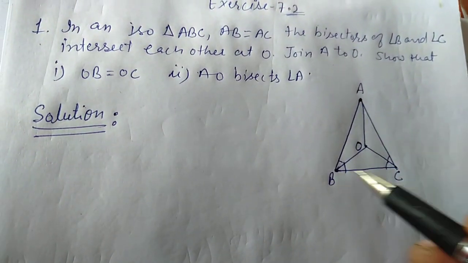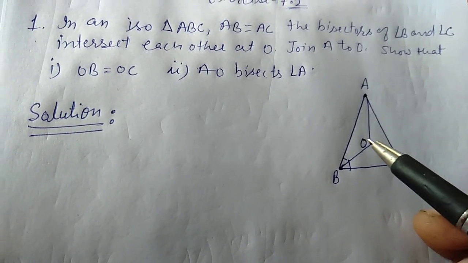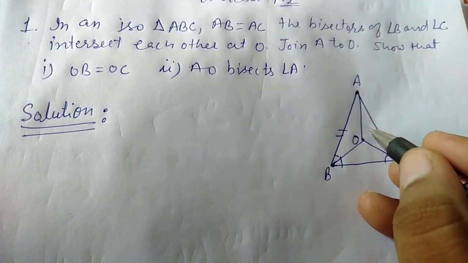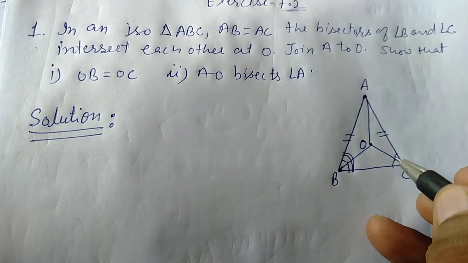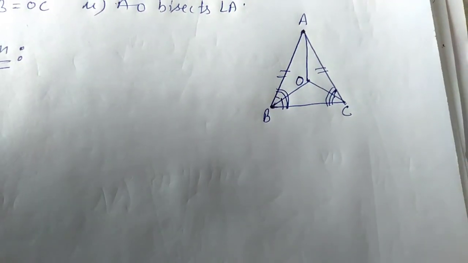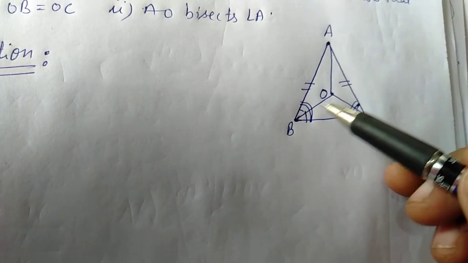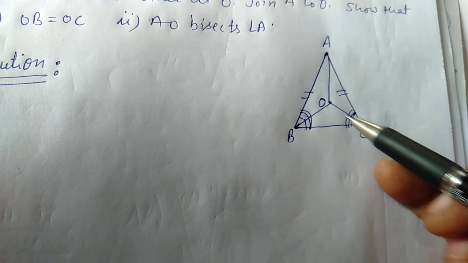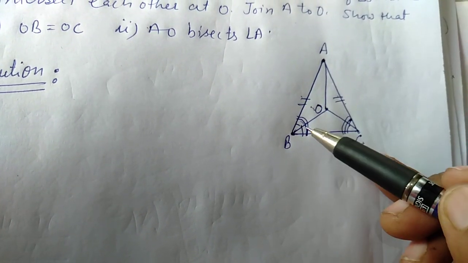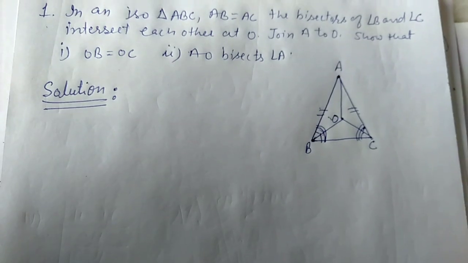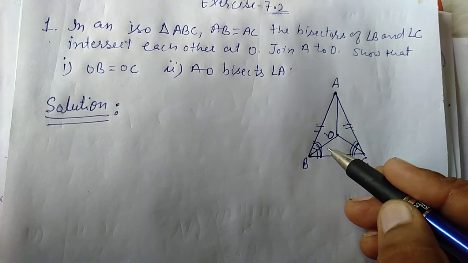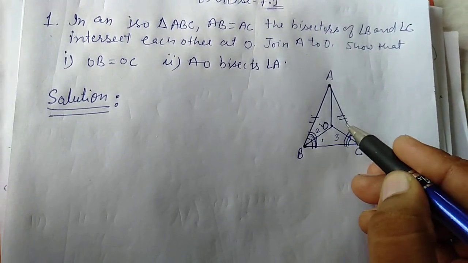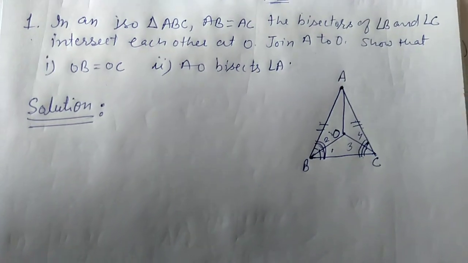So this is the figure, triangle ABC, right? This is an isosceles triangle, so AB equal to AC, and the other thing we have given is angle B is equal to angle C, because angles opposite to equal sides are equal, right? This angle B is opposite to AC and this angle C is opposite to AB, and AB and AC are equal, so B and C are equal. So this is given. Also we have given the bisector of angle B. Bisector means this angle 1 and 2 are equal, this 3 and 4 are equal, right? So these angles are given equal.